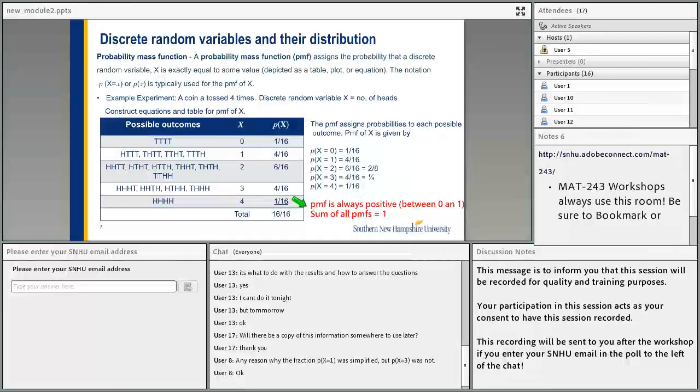And the important thing that you want to remember here is that PMF is always positive. It's between 0 and 1. And the sum of all PMFs is 1. So if you add up all the probabilities in the third column, the value would be 1.